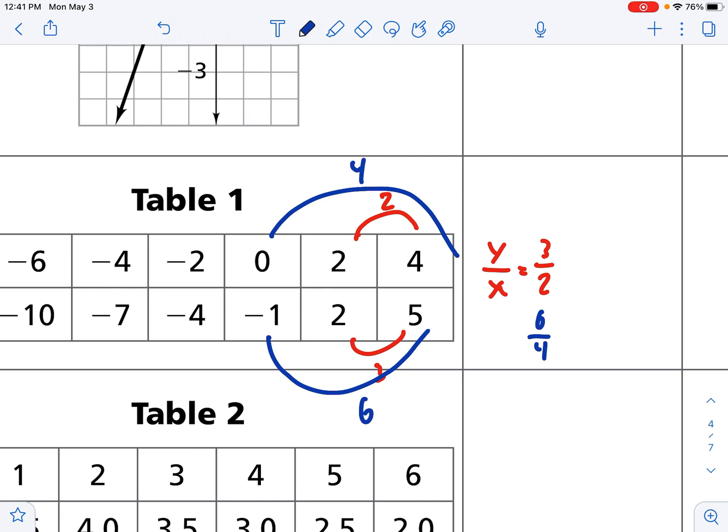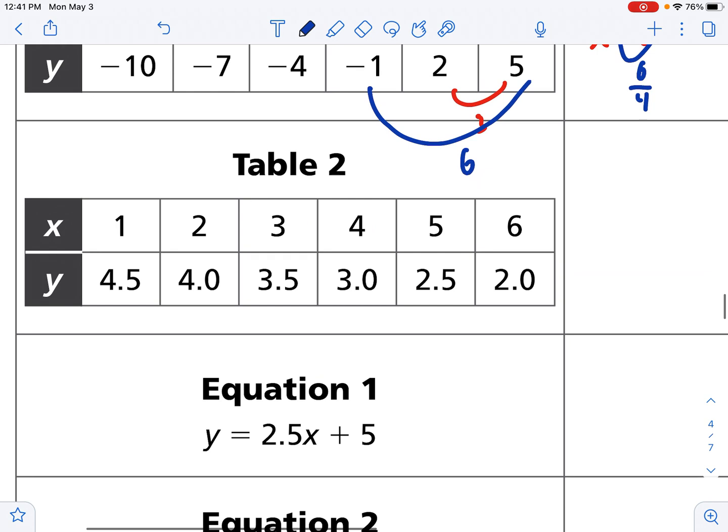Now, when you're doing a slope, you can leave it as a ratio like this, 3 over 2. In fact, that is preferred, so you want to get in the habit of doing that. Some students want to do 1.5, which you can do, but 3 halves is super accurate.